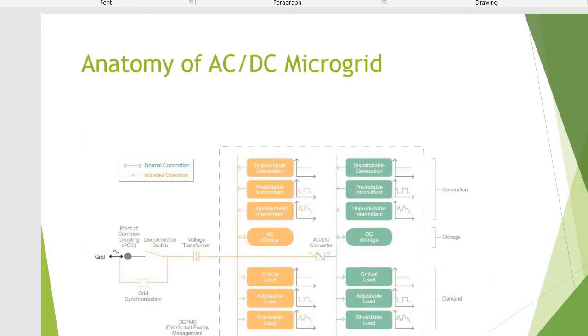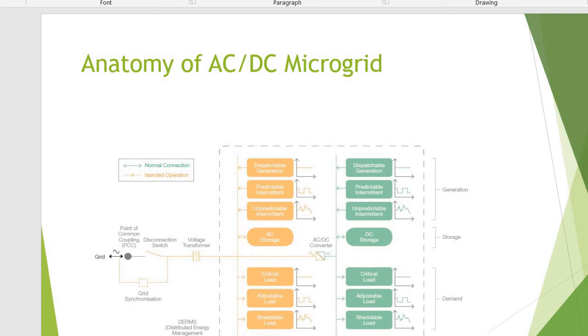So now in this figure we can see the anatomy of a DC or AC microgrid, how it is connected. The orange one is the normal connection and the other is the islanded connection. In normal mode we have dispatchable generation, predictable intermittent sources, unpredictable intermittent sources, then we have DC storage, critical load, adjustable load and scheduled load, and these are further categorized into generation, storage and demand. When we talk about islanded operation, we have two sets of the same thing. These are connected to the grid through the PCC.